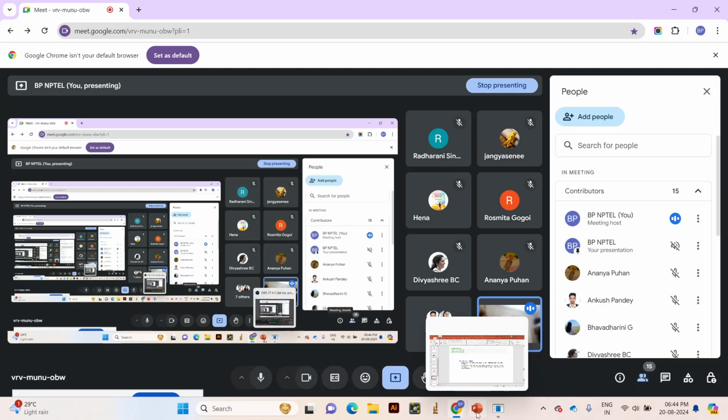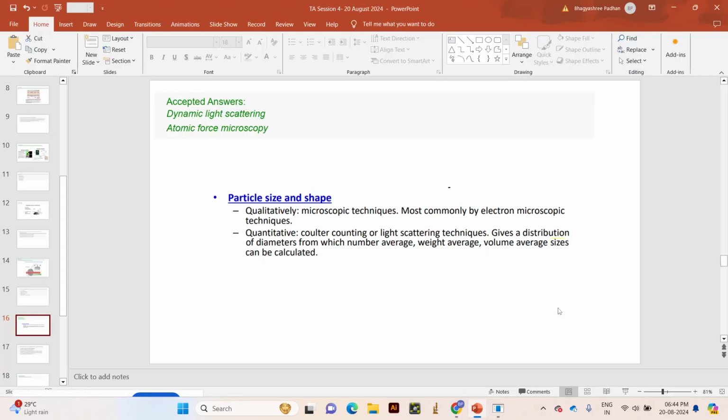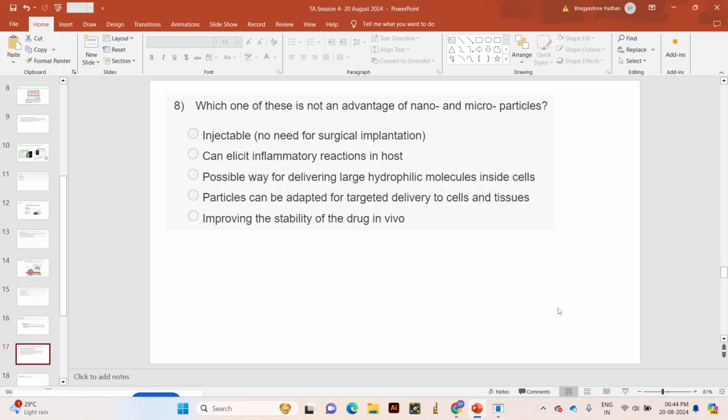XRD actually goes even further, right? It gives the atomic distance, but these are easier ones, the dynamic light scattering and the atomic force microscopy. Okay, next question.